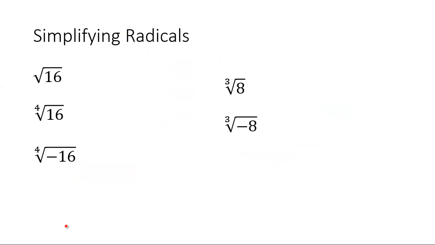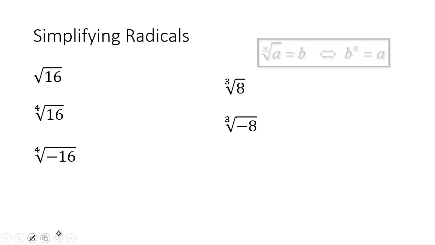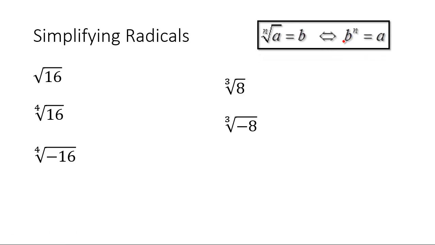So let's look at simplifying radicals. In simplifying radicals, you want to find the number that basically goes back on the process. So remember that taking something to the power of n will give you a, and then taking the nth root of a will give you the number back. So they're just direct opposites of each other. So in this case, what is the root of 16? Well, we know that 4 squared is 16. Therefore, we know that root 16 should be 4.